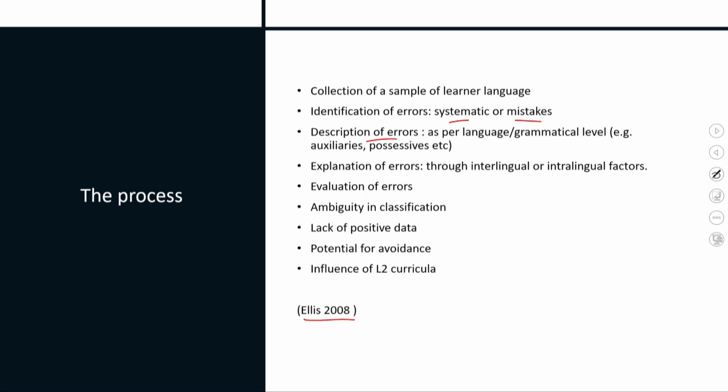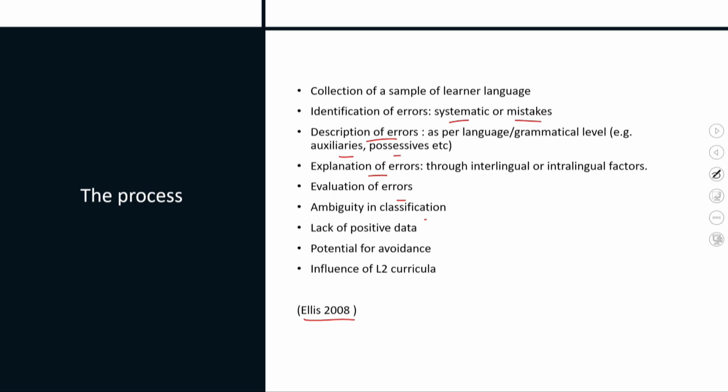So, description of errors as per language and grammatical level. For example, you can talk about auxiliaries. What are the systematic errors the learner of English as an L2 is making within the domain of auxiliaries? That is how the description will go, and then explanation of errors, evaluation, ambiguity and so on.